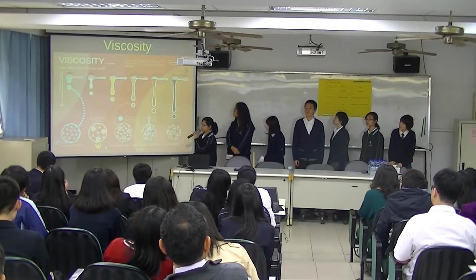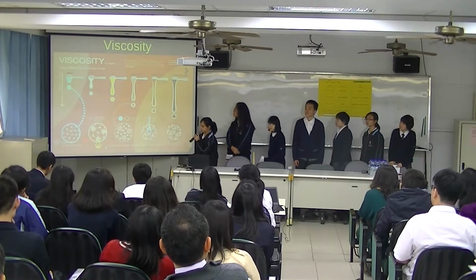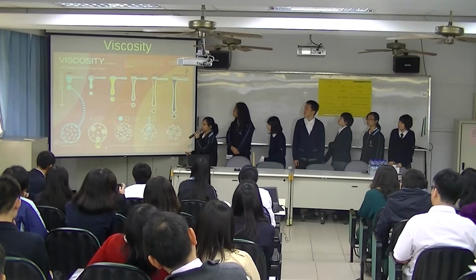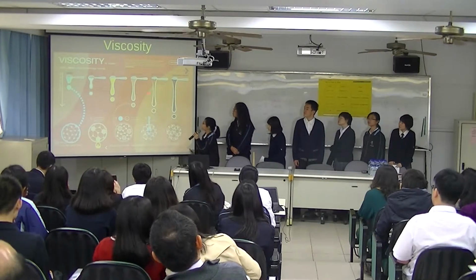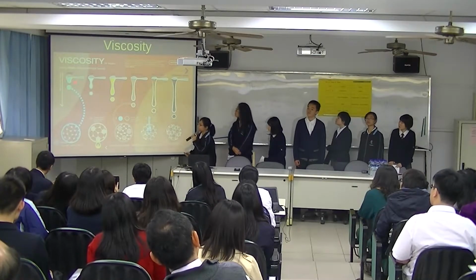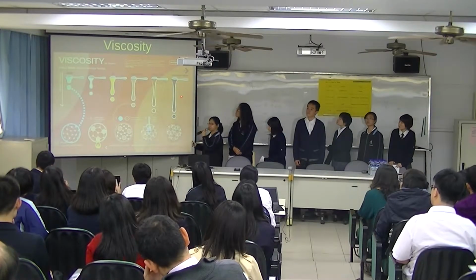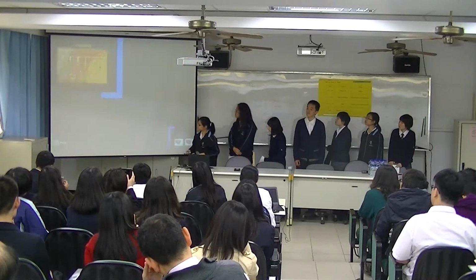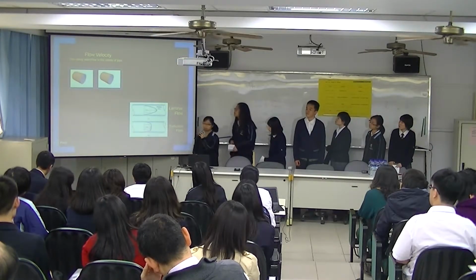This picture shows us the relationship between the bond and the viscosity. As we can see, water has a weaker bond than the chocolate syrup does. So we say that water has a lower level of viscosity than the chocolate syrup does. And then Connie will talk about the flow velocity.